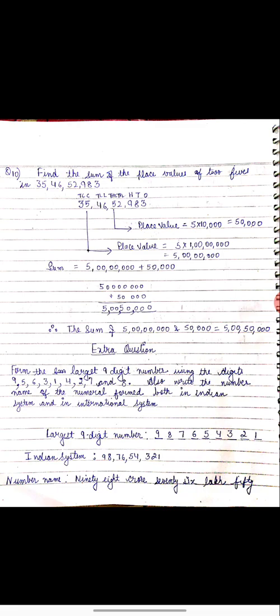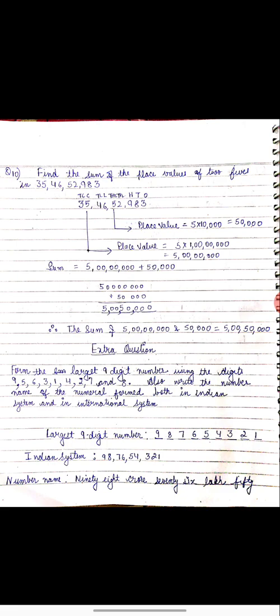Okay, now this is the extra question. What you have to do over here is, you have to form the largest number using 9 digits, 9, 5, 6, 3, 1, 4, 2, 7, 8, and also write the number name of the numeral formed both in Indian and in international system. Again, you have to make a 9-digit number. First make 9 blanks. And since you are making the largest number, that means you have to simply arrange all the digits in which order? Decreasing order.